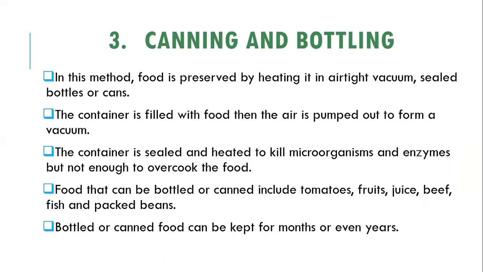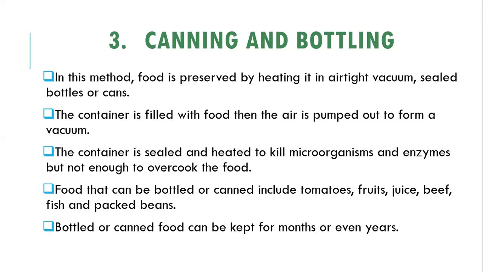Moving on, the third one is canning and bottling. In this kind of method, food is preserved by heating it in airtight vacuum-sealed bottles or cans. So the food is preserved in these sealed bottles and cans with a certain amount of heat within an airtight vacuum. The container is filled with the food, then the air is pumped out to form a vacuum. So that's how the food is kept or preserved in these containers.